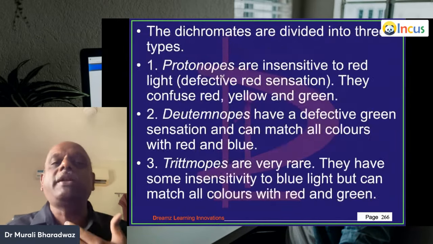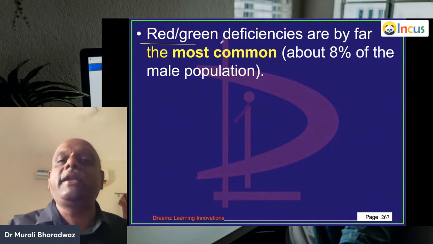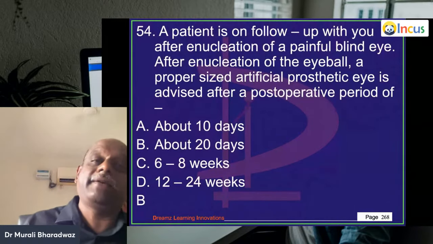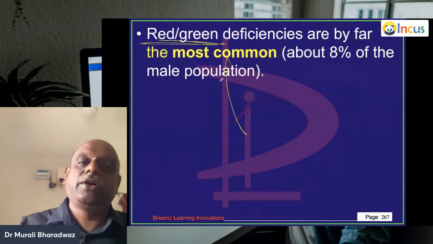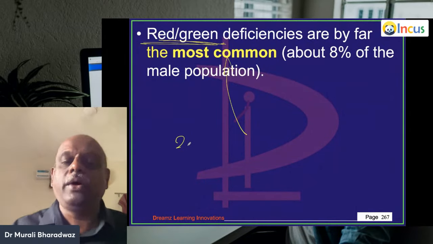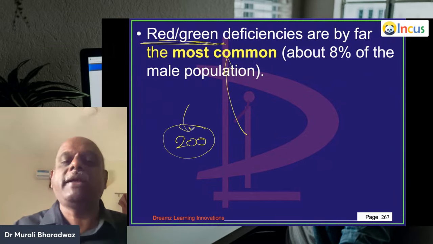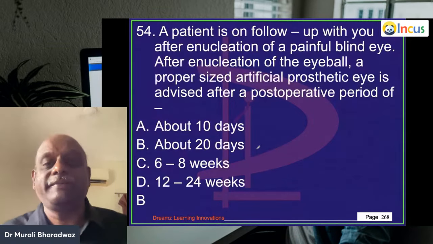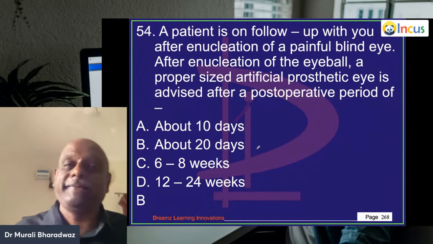What is the most common type of color blindness, doctor? It is the red-green deficiency that is the most common. 8% of the male population have that. So if you have a 200 batch in medical college, 16 students will have red-green deficiency. Even I am also colorblind.